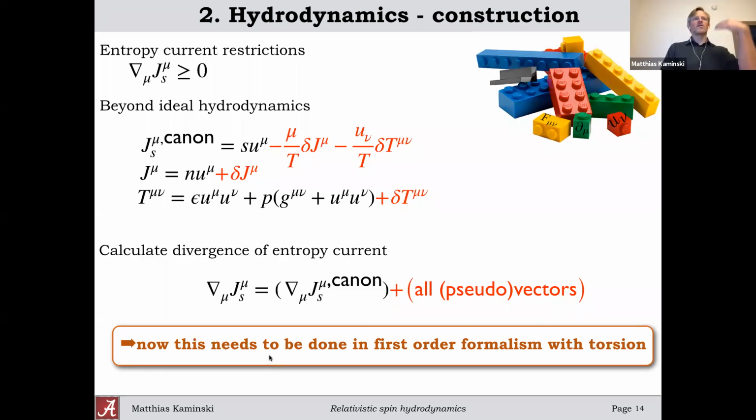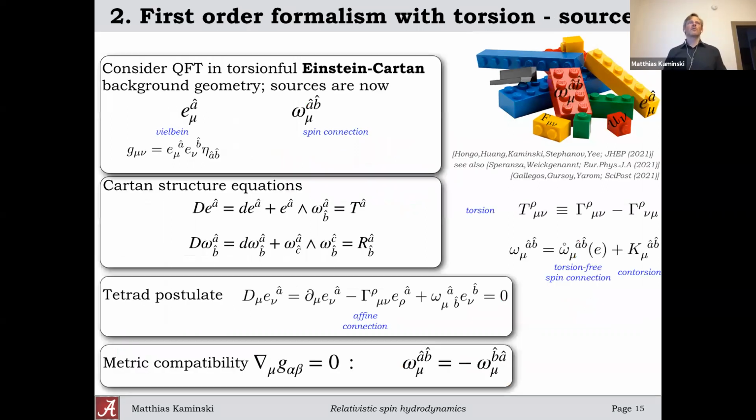Now this whole process needs to be done in first order formalism with torsion. Okay, good. The good thing is we already have introduced all the bits and pieces, except for the first order formalism. So let me introduce these first order formalism pieces, which in part we've already introduced. Maybe I should ask, are there any questions at this point?